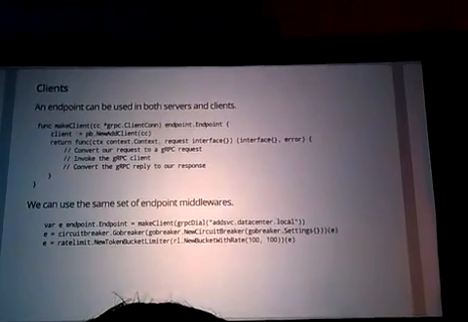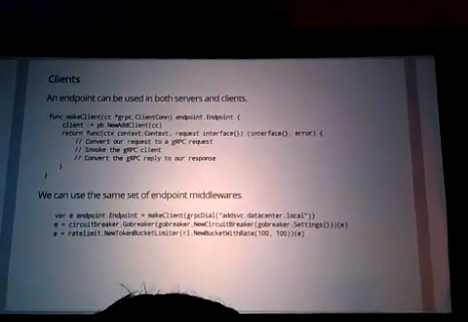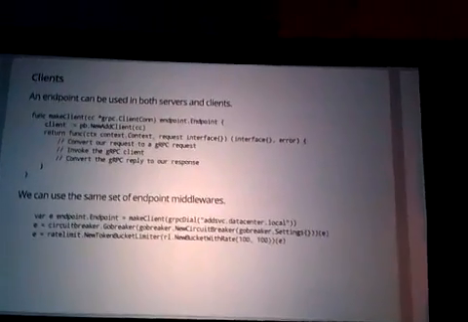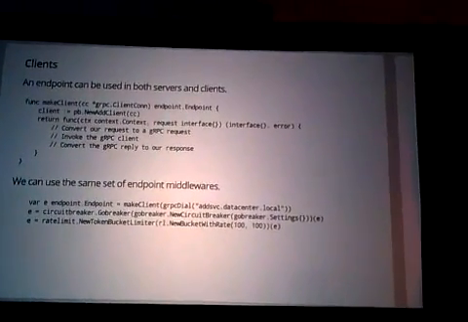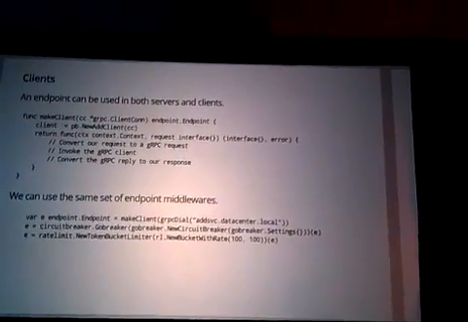So on the client side, you would maybe make an endpoint that is a function of a gRPC dial, and then you wrap it with a circuit breaker, rate limiter, whatever else you need to. Same set of tools. Nice.